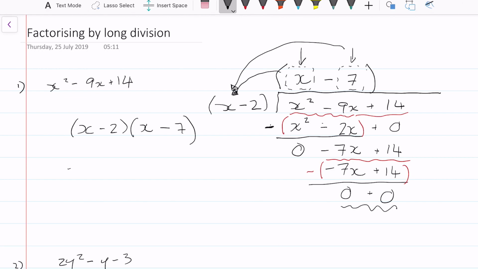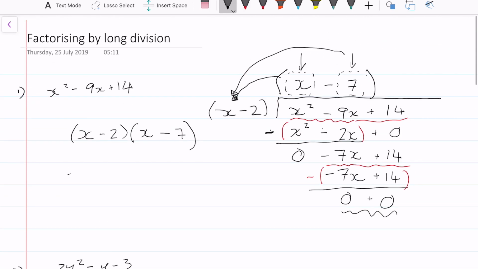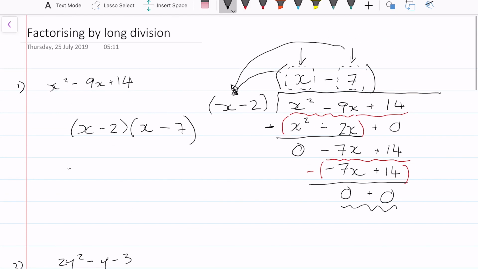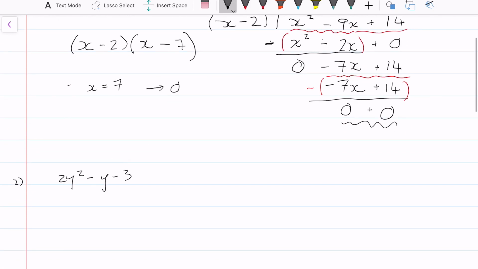So those are two factors. If we wanted to check that this is correct, you can substitute x equals 7 into the equation, and it should give you 0. Okay, I'll leave that for you guys to check.